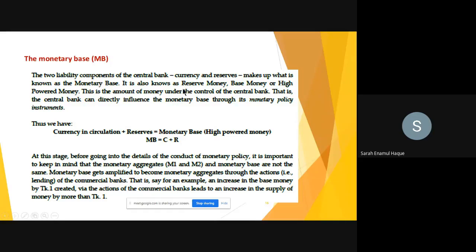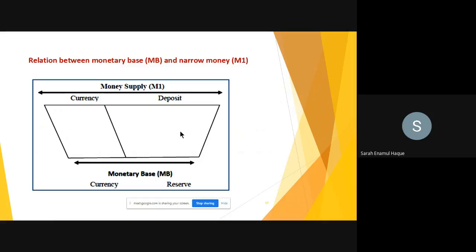This is the amount of money under the control of the central bank. That is, the central bank can directly influence the monetary base through its monetary policy. We will see this in the monetary policy part in the next class. Thus, we have total currency in circulation plus total reserves. If you add them up, you will get the monetary base. Okay, so let's go to the next slide, slide number 17.